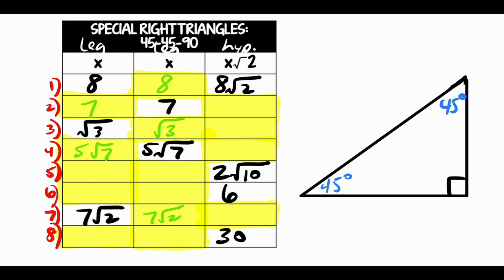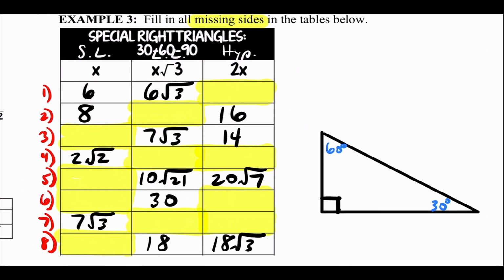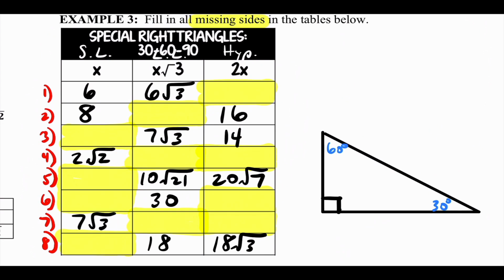Okay, so I'll do one with you guys. I'll do a 30, 60, 90 first. I drew a little triangle out here because it's going to help me try to find the missing parts. So I'll do number 1. The short leg is 6. So I'm going to put a 6 over here. The long leg is 6 times the square root of 3. We're missing this guy right here. So I have a short leg and a long leg, and I need the hypotenuse.